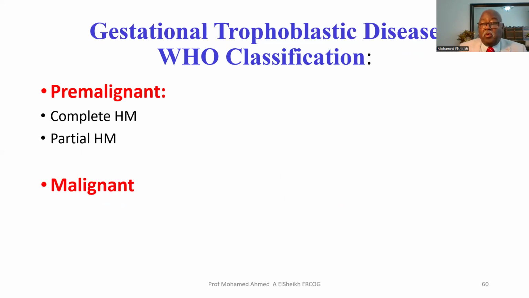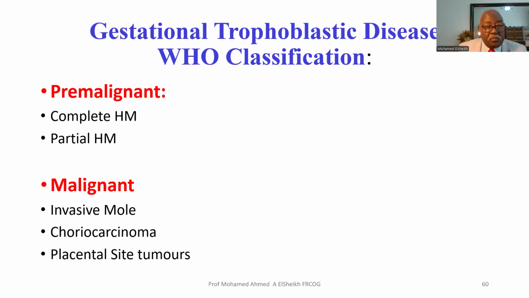Who made the classification? WHO classifies trophoblastic diseases into two categories, pre-malignant and malignant. Pre-malignant: complete hydatidiform mole, the one we have described, or partial hydatidiform mole, the one we have just described. These are the pre-malignant. The malignant ones are choriocarcinoma, invasive mole, or placental site tumors. So when we talk about trophoblastic disease, we have to think of pre-malignant conditions and malignant conditions.